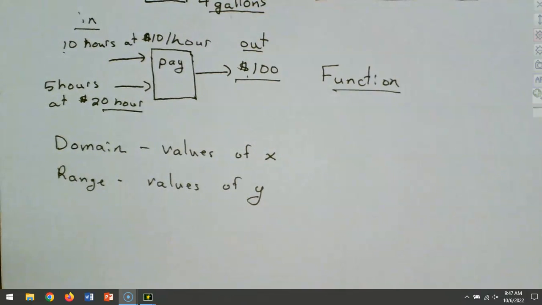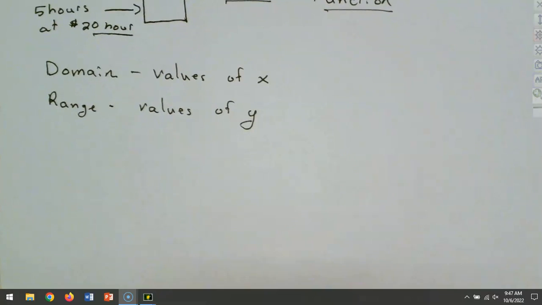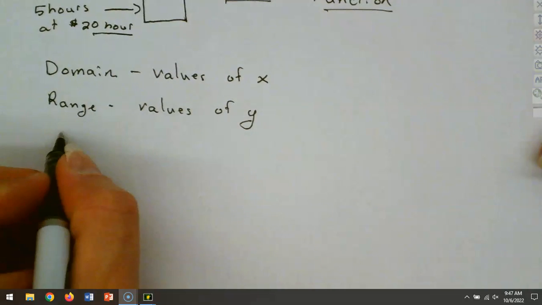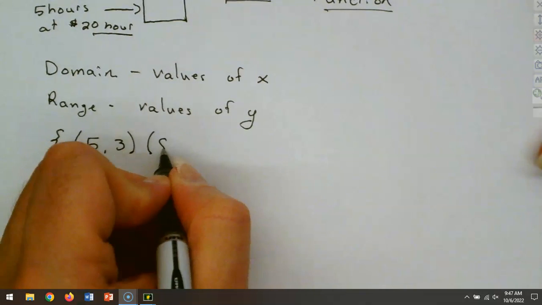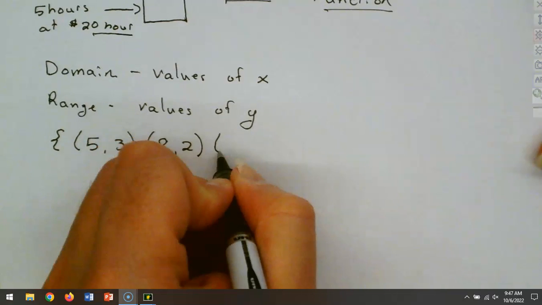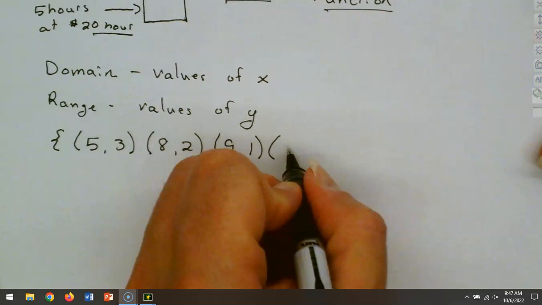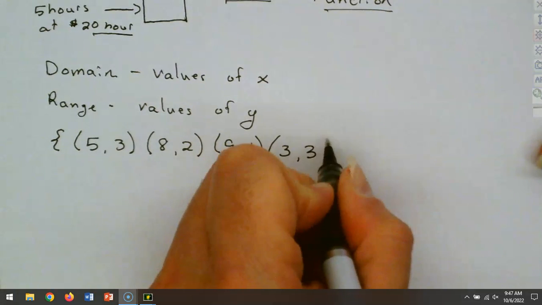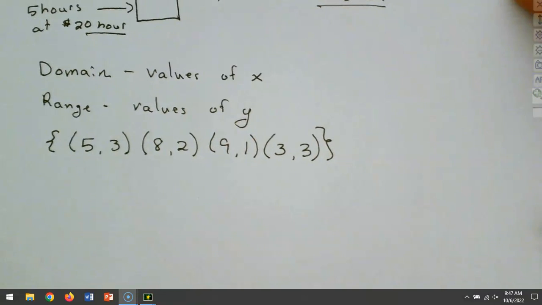I'm now going to give you some ordered pairs, and we're going to tell if these ordered pairs are a function or not, and we're also going to find the domain and the range. So here's some ordered pairs: (5, 3), (8, 2), (9, 1), and (3, 3). Okay, so these are our ordered pairs.